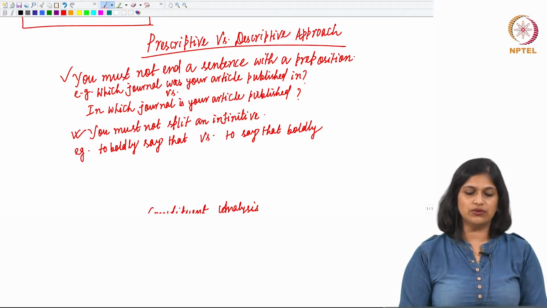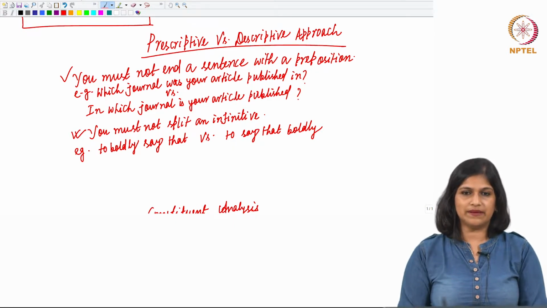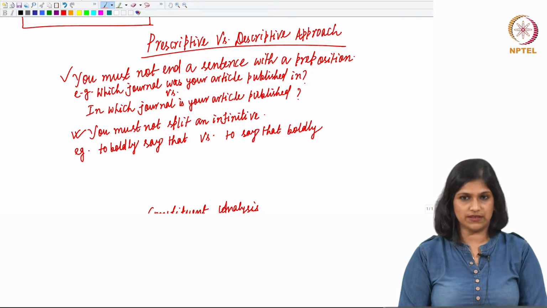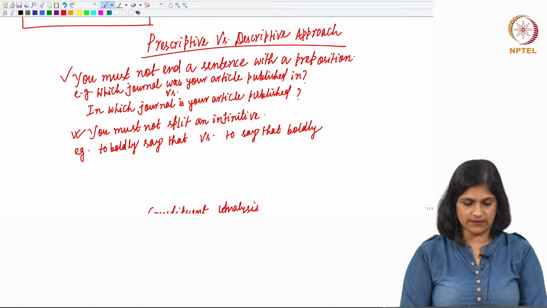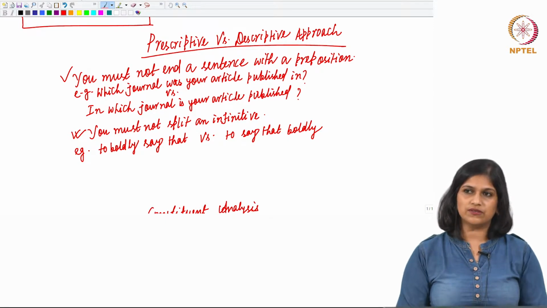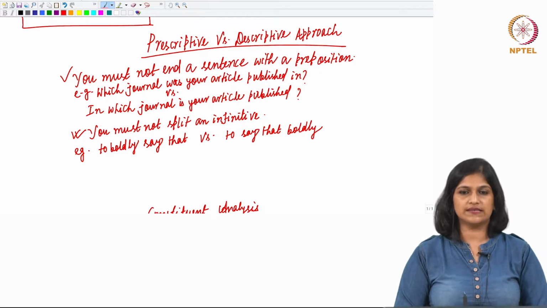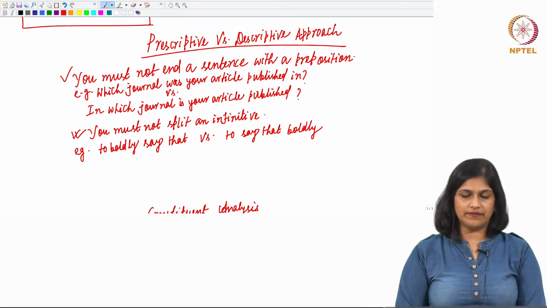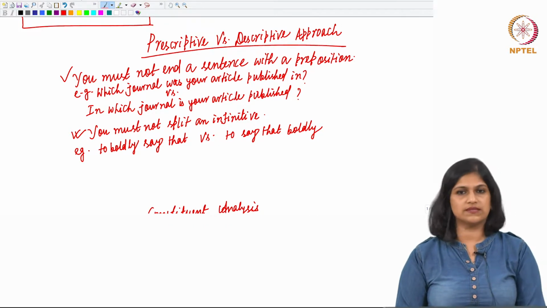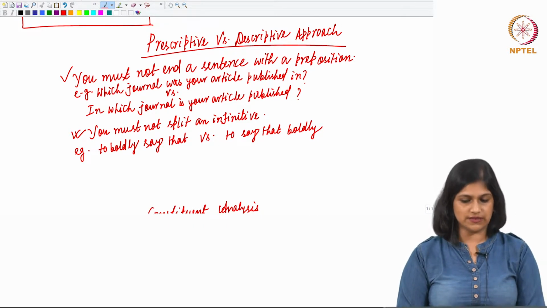So, when you say to boldly say, you are basically splitting the infinitive and you are inserting an adverb into it. So, boldly is an adverb, and what you did, you split the infinitive, to is here, say is there, and boldly has been fitted in. However, if you follow the prescriptive rules, they would say no, this is not the way you need to write, rather you should say to say that boldly, right.